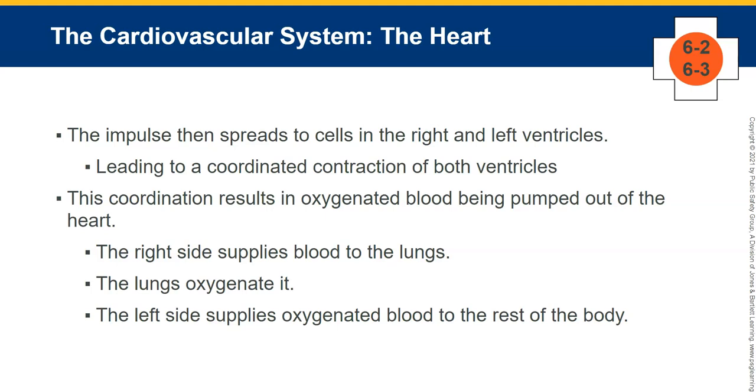The impulse then spreads to cells in the right and left ventricles, leading to the coordinated contraction of both ventricles. This coordination results in blood being pumped out of the heart. The right side supplies blood to the lungs to oxygenate it, and the left side supplies oxygenated blood to the rest of the body.